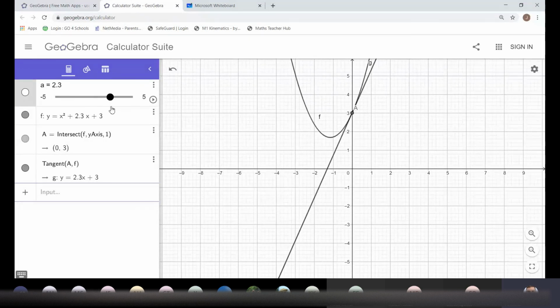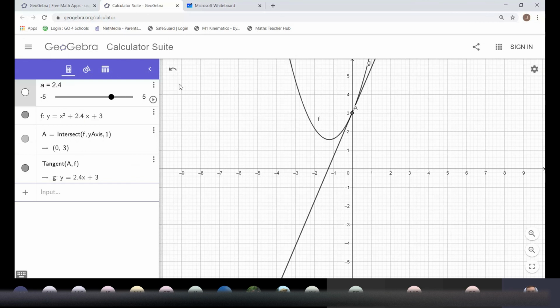GeoGebra is really useful to get to grips with, especially once you start doing the geometry work and lots of other things as well. So it's a good part of A level.